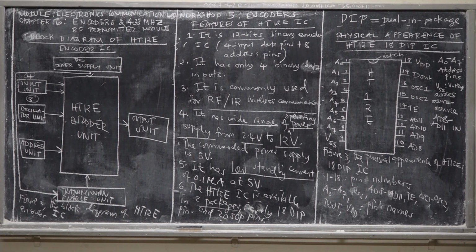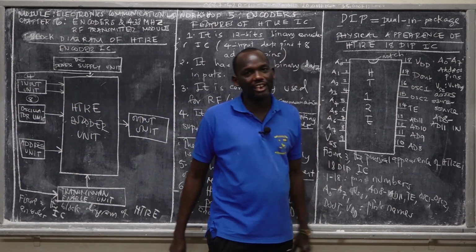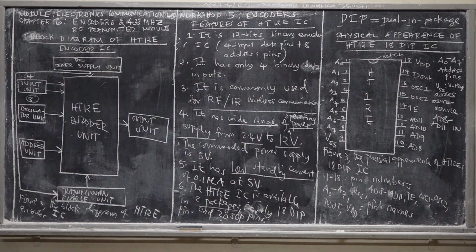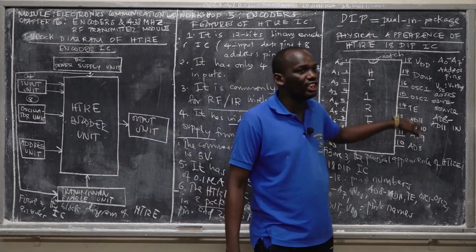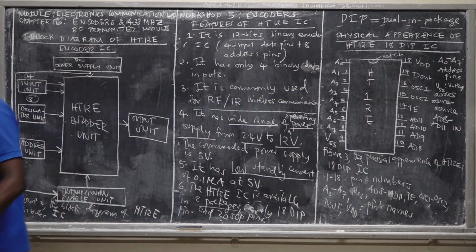Are we together? So is it clear? If it is clear now, I leave the homework. And that homework I won't write, I just pronounce it. Explain briefly how the HT12E encoder works to encode the binary input information.